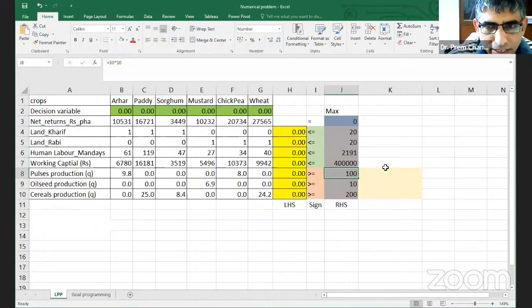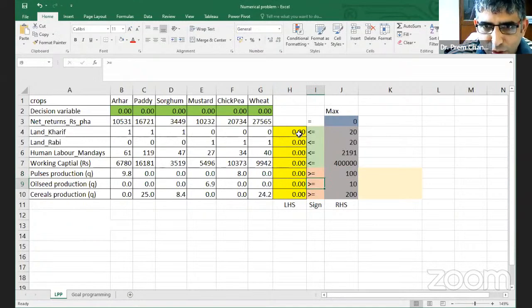Okay, I said that he has to produce 10 tons of pulses, 1 ton of oilseed, and 20 tons of cereals. You can see the symbols here. My land should be less than or equal to 20 hectares. My human labor should be less than this one. Working capital should be less than this one. Pulses should be more than this one.